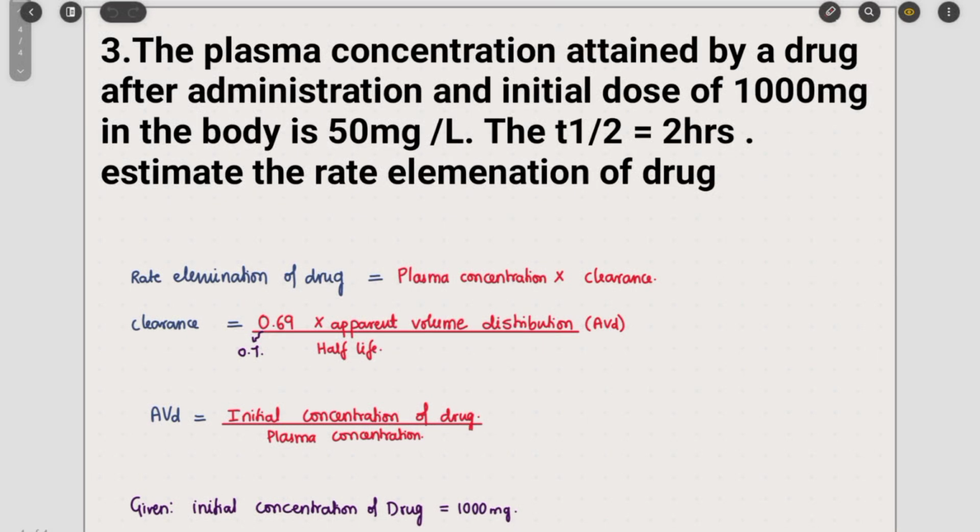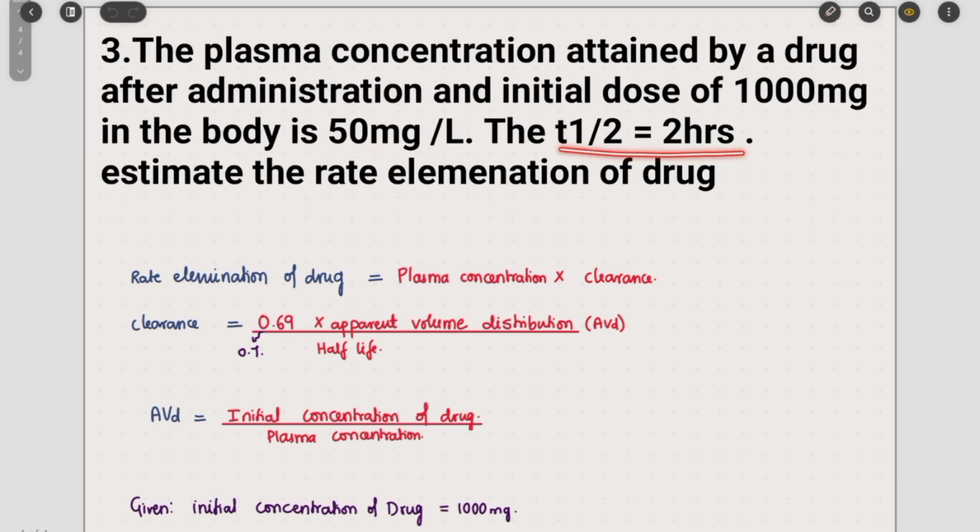Today we are discussing the important calculation questions. Third question: plasma concentration attained by a drug after administration and the initial dose of 1000 mg in the body is 50 mg per liter. What is 50 mg per liter? That is the plasma concentration attained when you administered the initial dose of 1000 mg. So you have injected a 1000 mg drug. What is the plasma concentration? That is 50 mg per liter.